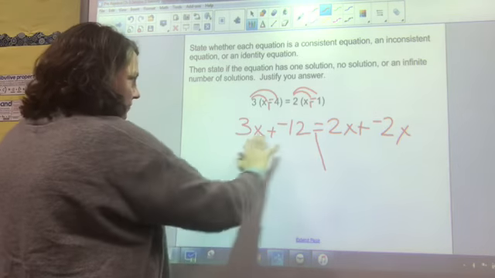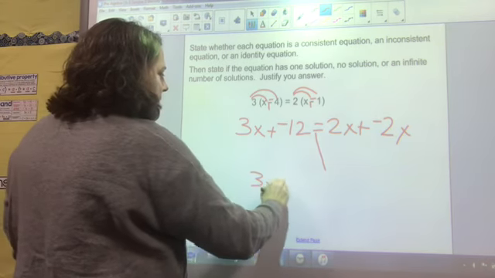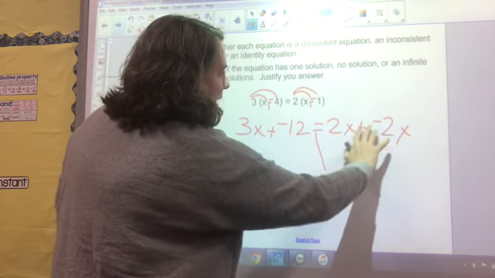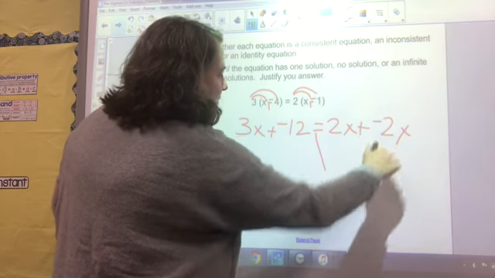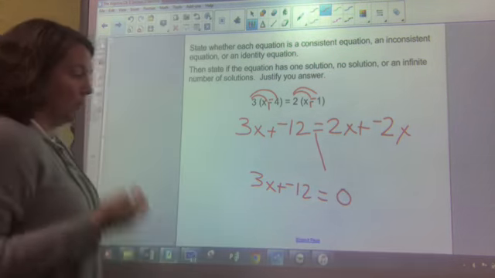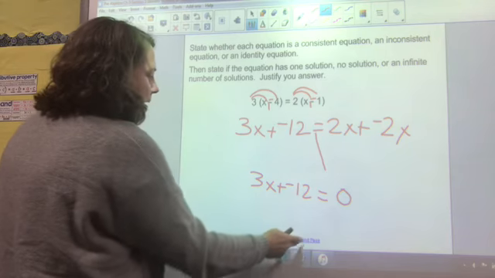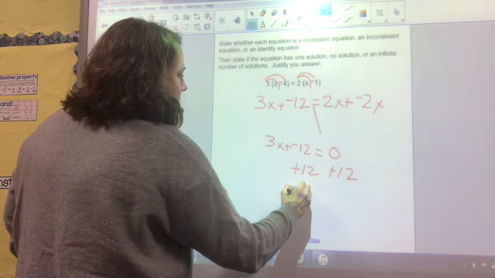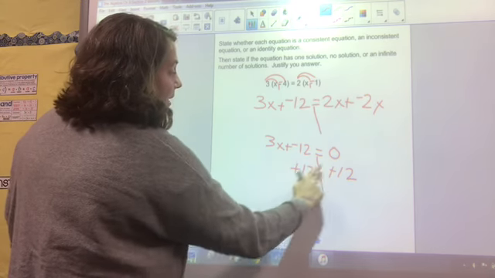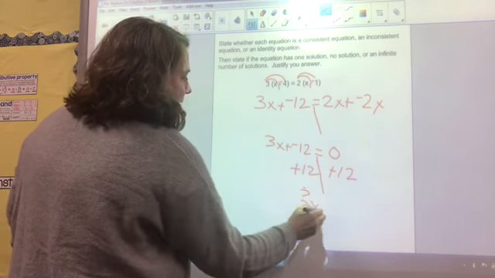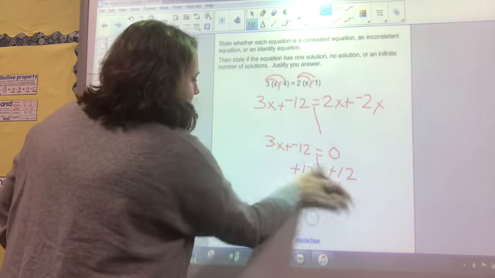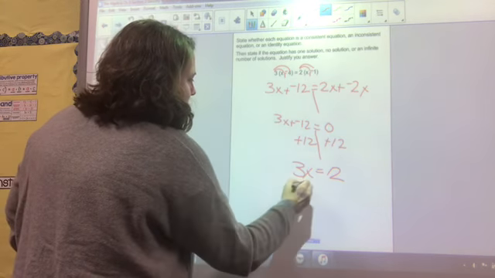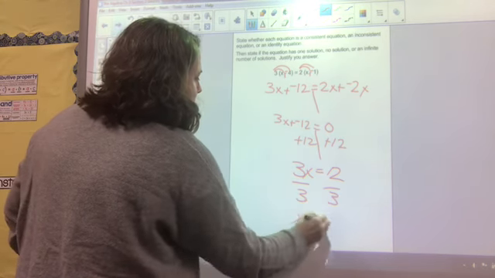There are no like terms here, so 3x plus negative 12 equals, on my right hand side there are like terms, 2x plus negative 2x. 2 plus negative 2 is 0, so that is 0. You write your 0. Add 12 to both sides. Because it's 1 on each side of the equal sign, I end up with 3x equals 12. Divide both sides by 3, x equals 4.